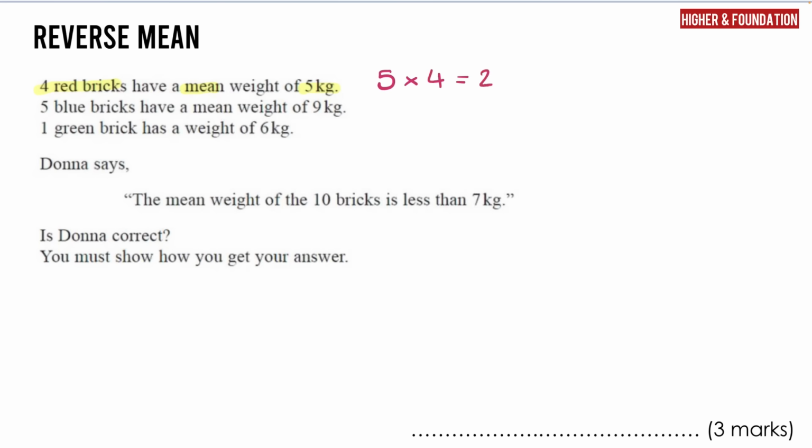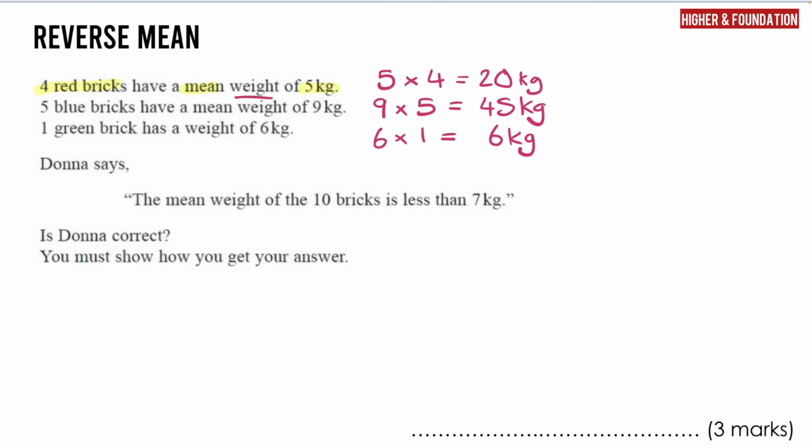And that gives us a total of 20. Now this is about weight, so that would be 20 kilograms. And that's the total weight of the 4 red bricks. We can then do the same with each other line or thing that we are given. So here we are told that there's a weight of 9 for 5 blue bricks. So 9 times 5 is 45 kilograms. And we have 1 green brick with a weight of 6. We don't really need to write a multiplication down for that, but 6 times 1 will give us a weight of 6 kilograms.